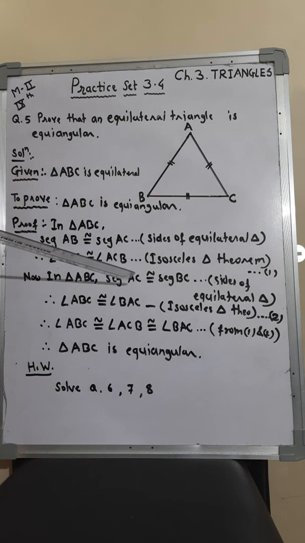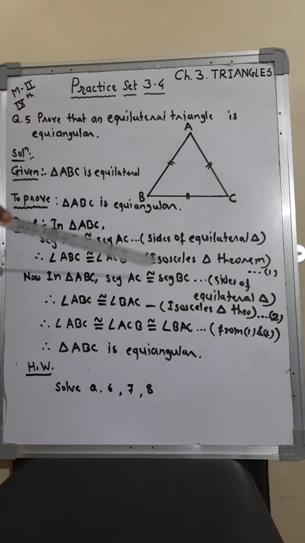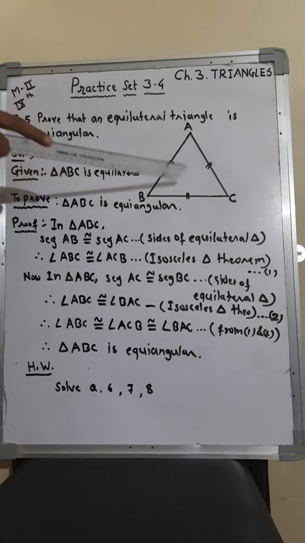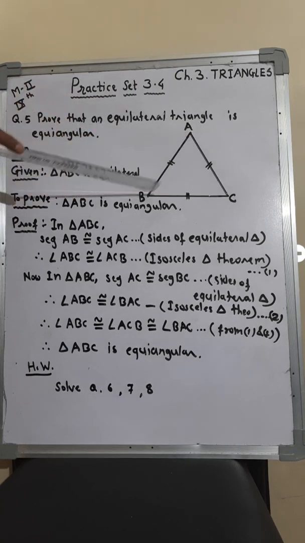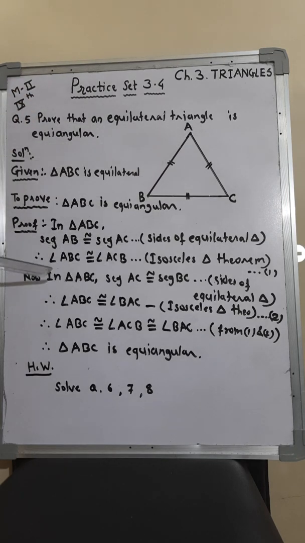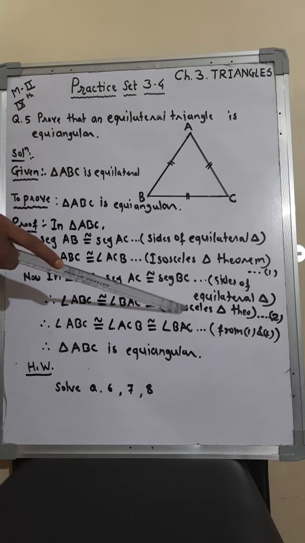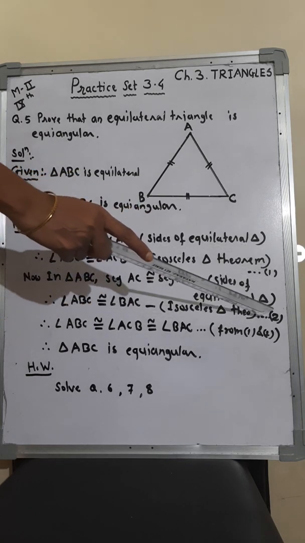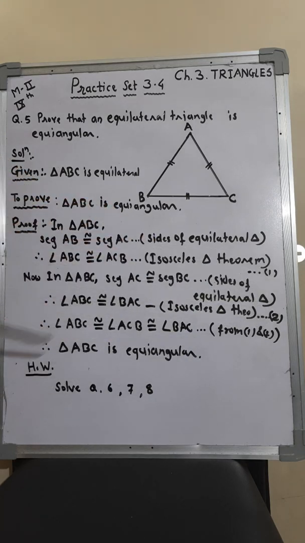Now again you have to take any two sides of this triangle. In triangle ABC, segment AC is congruent to BC. Now take these two sides AC and BC. Then which are the base angles? Angle A and angle B are base angles. Therefore, angle ABC is congruent to angle BAC. Again, write reason, isosceles triangle theorem. Here you have to write equation 1 and here you have to write equation 2.